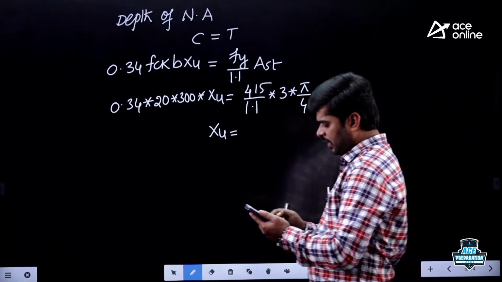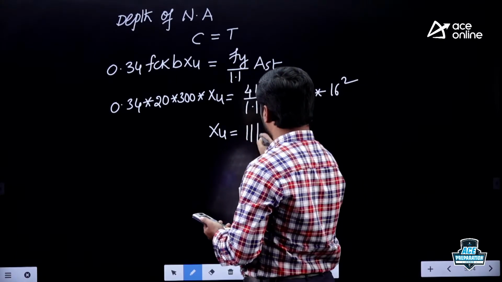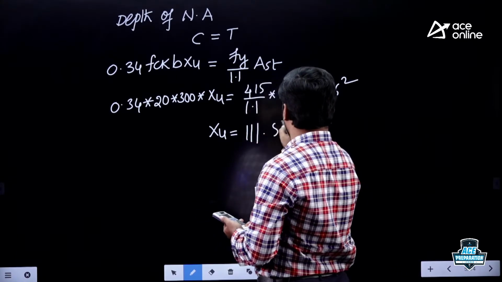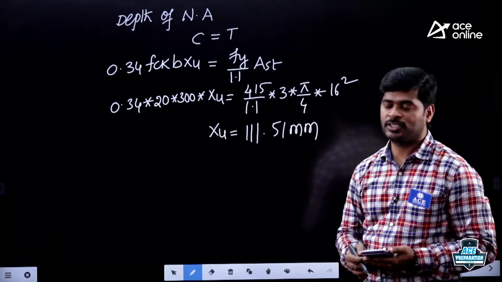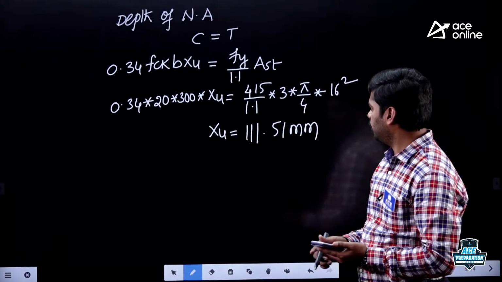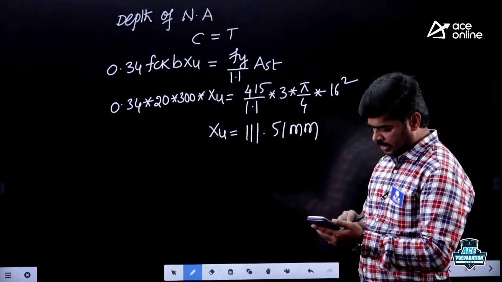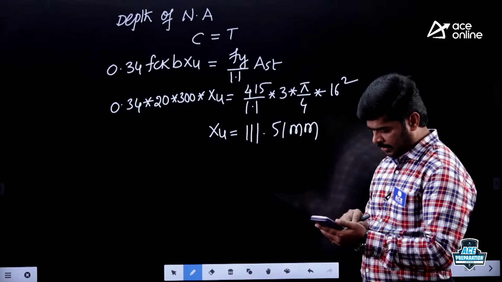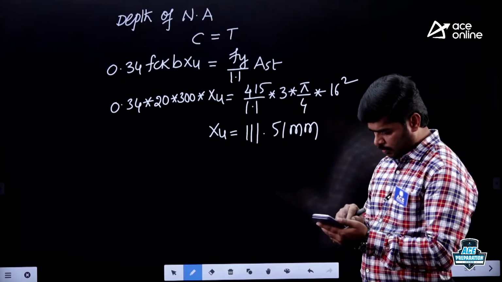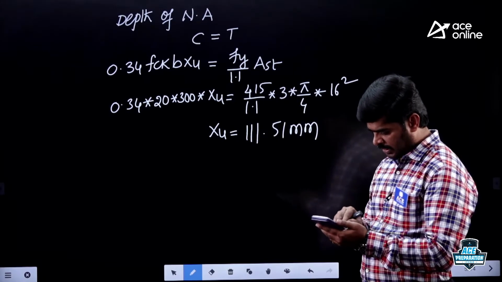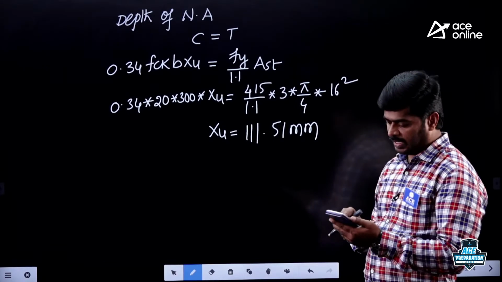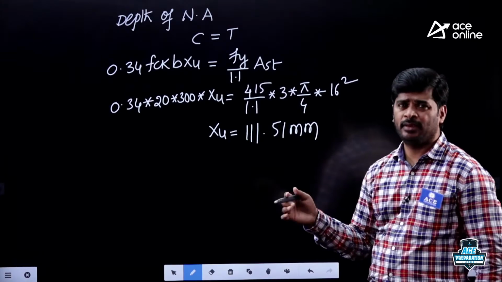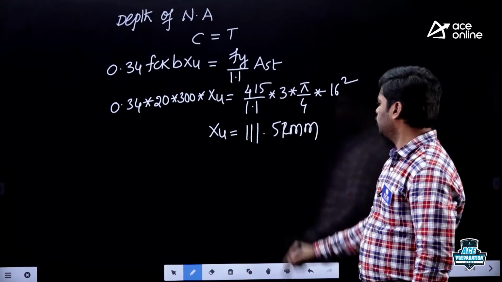Right. So, you are going to get 111.51 mm. Right. Actual depth of neutral axis, you are going to get 111.51 mm. Let me check once again. It is 415 upon 1.1 into 3 numbers into 201 upon 0.34 into FCK into B. Yes, I am getting 111.51 mm, let us say 112 mm.